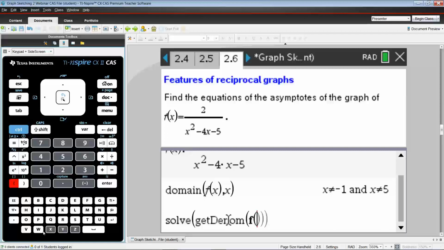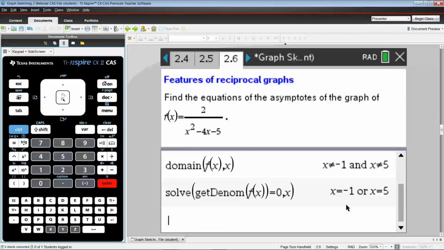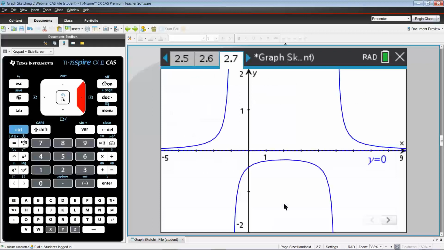So let's go f bracket x, close bracket, close the bracket again. I want to equate that to 0 for x and hit enter. There we go. So when the denominator equals 0, x is equal to -1 or x equals 5. So we have vertical asymptotes at -1 and 5, and we have a horizontal asymptote, as always, at y equals 0. So let's see what this looks like visually.